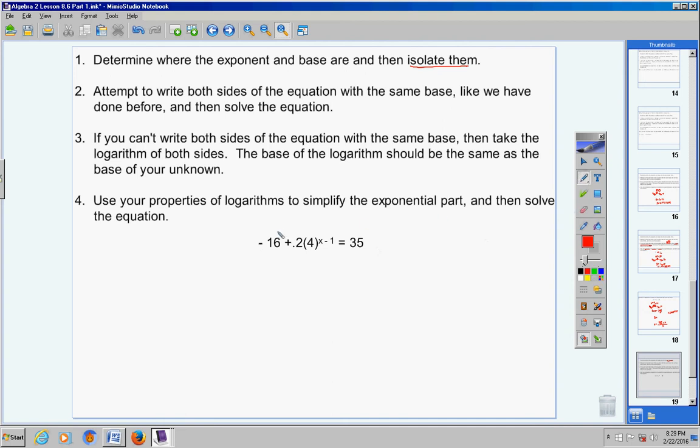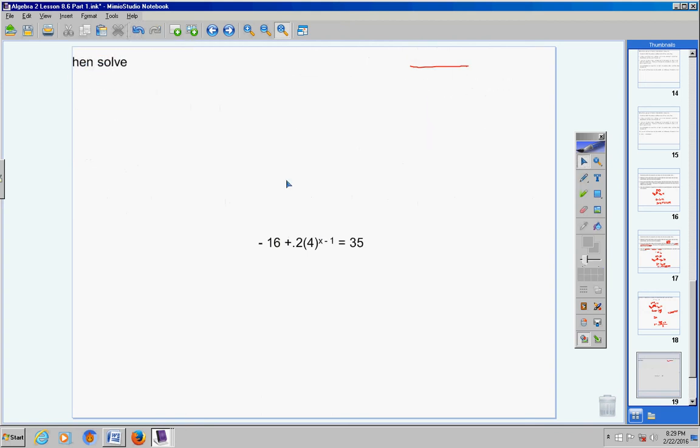So here we go. Always save your multiplying number for last. See how this 2 is multiplying times the base. Always save that for last. Always. So bring the negative 16 over. And let's get a little bit of room to work here. You guys have the steps there in your notes, so I'm going to slide these up here and get some room to work. Okay. Bring the negative 16 over, and make it what? Positive 16. So now we have 0.2 parentheses 4 to the x minus 1 equals 51.